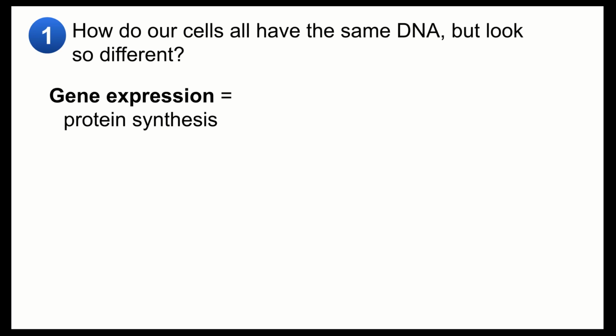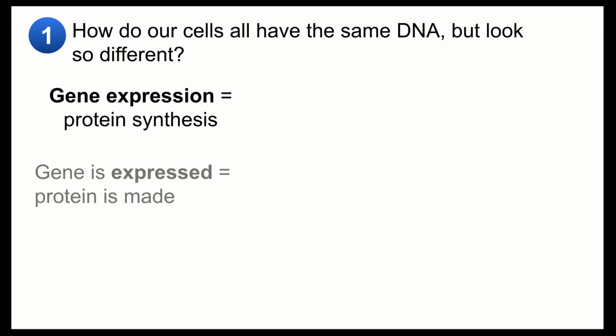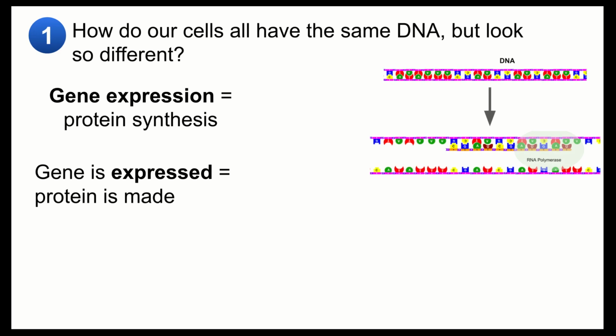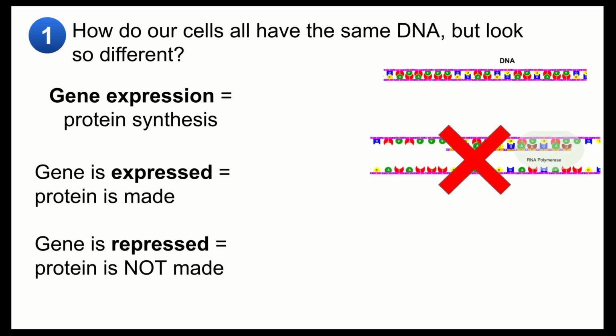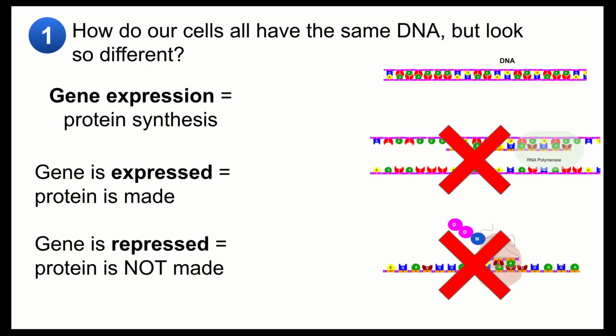So I've got a new term for you: gene expression. Gene expression is just another way of saying protein synthesis. We say a gene is expressed if a protein is made. So that means we have our gene, we rewrite it, we transcribe it into mRNA, and then we translate that mRNA into protein. We've expressed or made the protein. We say a gene is repressed if the protein is not made. So we don't transcribe it into mRNA, or we don't translate it into protein.